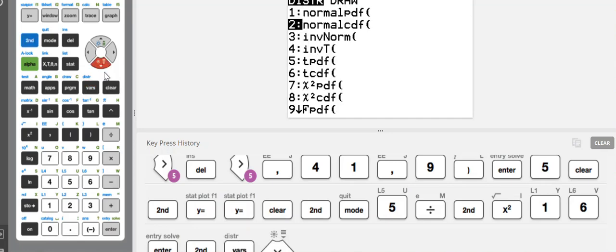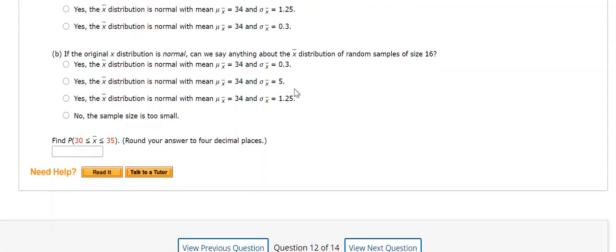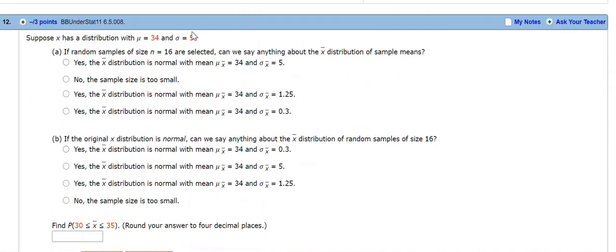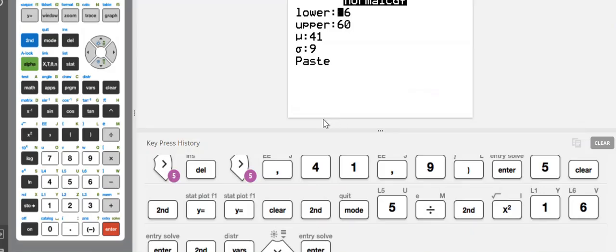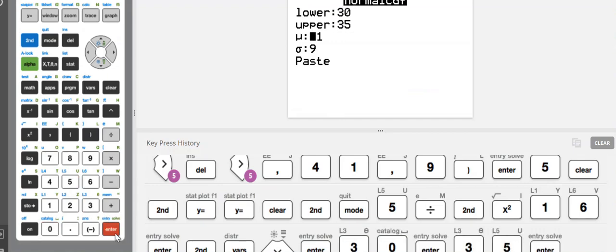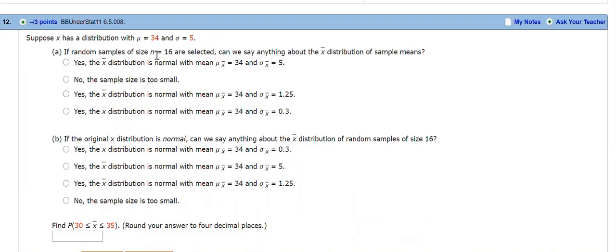I go down to the normal CDF. And then I look at my problem here, so I have sigma that I found, but we're looking from 30 to 35. So my lower is 30, my upper is 35, and then my mean is 34.